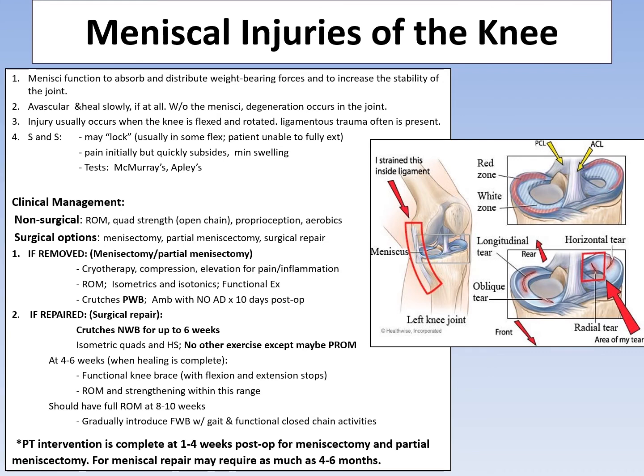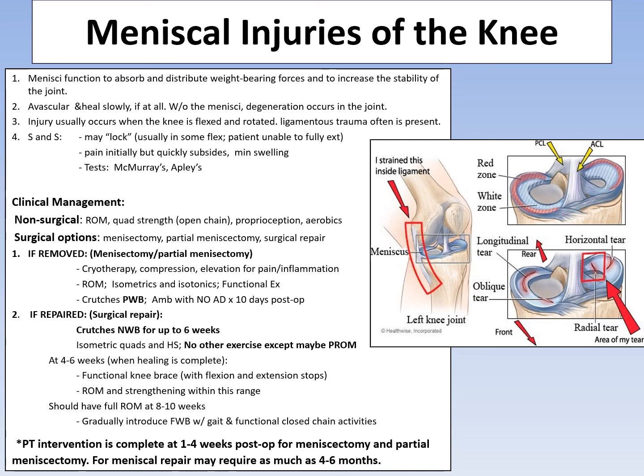Some signs and symptoms that our patient may have is they may feel like their knee will lock in flexion and not be able to fully extend their knee. They may have some pain initially and some swelling. And then we have McMurray's and Apley's special tests that we can do to see if it's a meniscal injury. Now, clinical management, if it's non-surgical, we're going to look at doing some open chain exercises and any modalities for pain or swelling management.